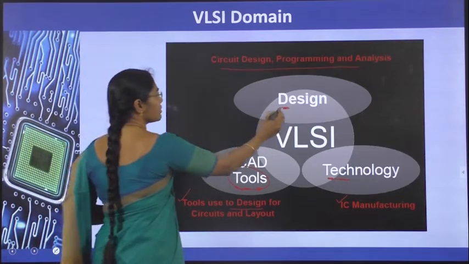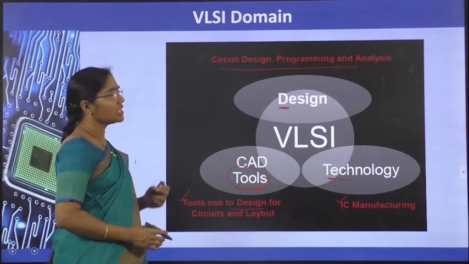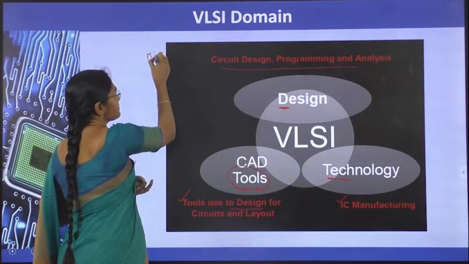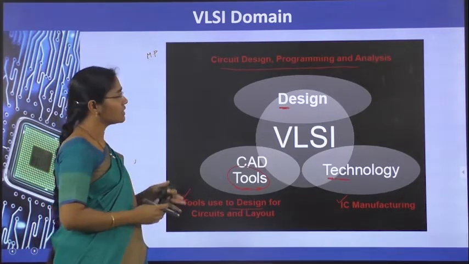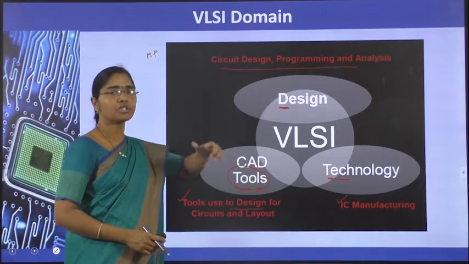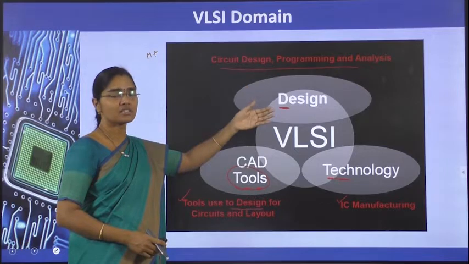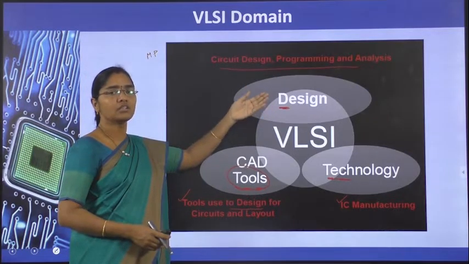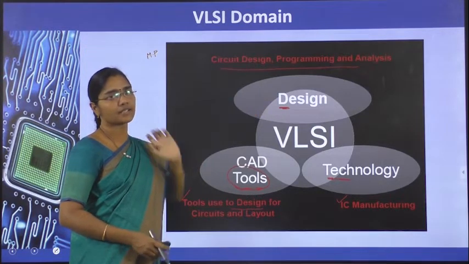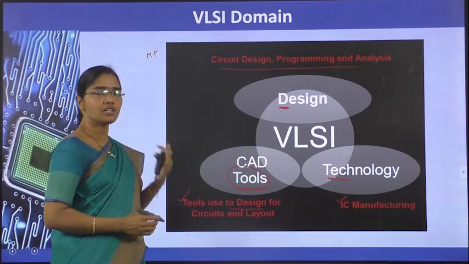What is actually the exact difference between the design, CAD tools and technology domains? If you want to have one application, one IC, for example a microprocessor IC, then the design industry is going to design it for the given specifications. Specifications will be taken, its architecture will be designed, and all the circuits of that microprocessor chip will be designed there. And once the design is completed, then where is the verification part?